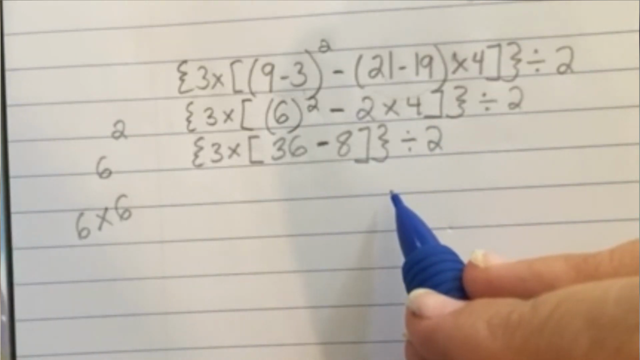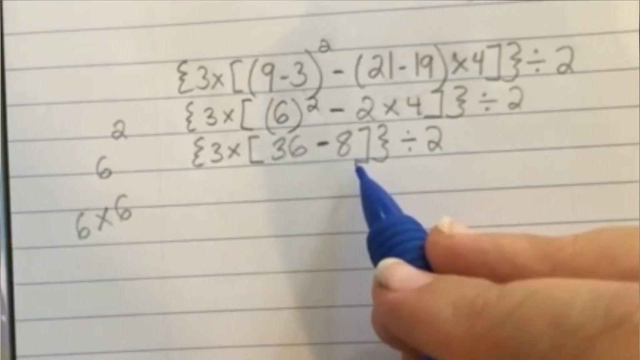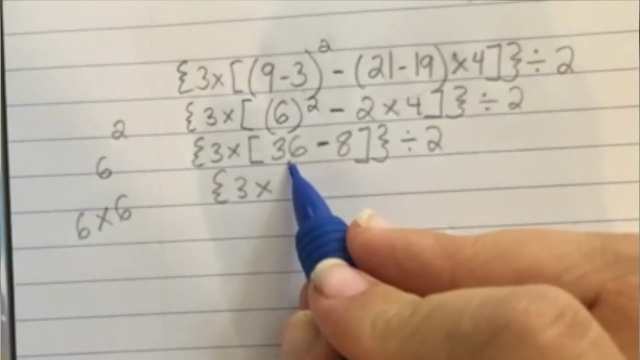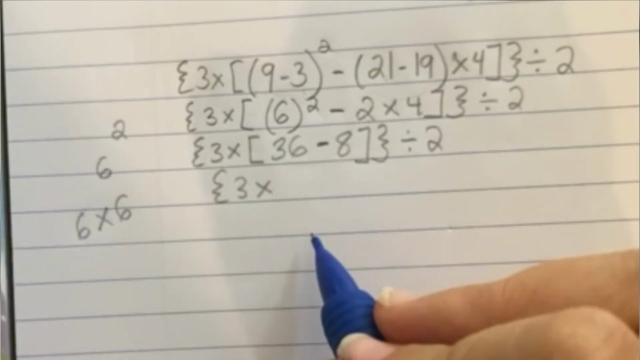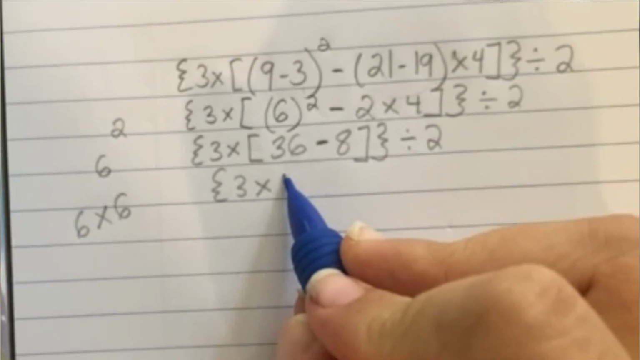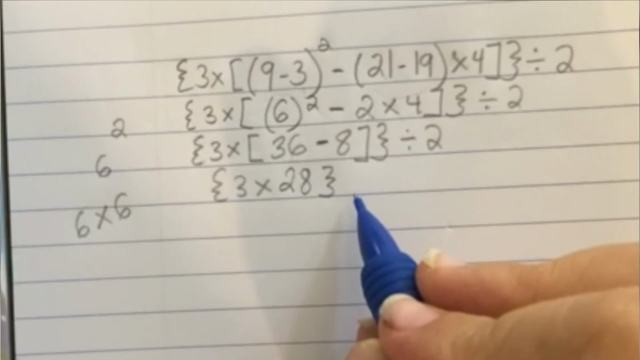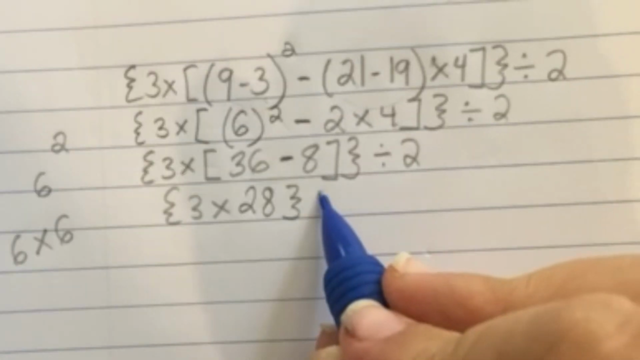Next step, we're going to deal with what's in that bracket. So we have our brace 3 times. Now we see 36 minus 8 in the bracket. We're going to solve for that. And that's going to be 28. Taking it out of the bracket, and then we're going to have our brace divide by 2.